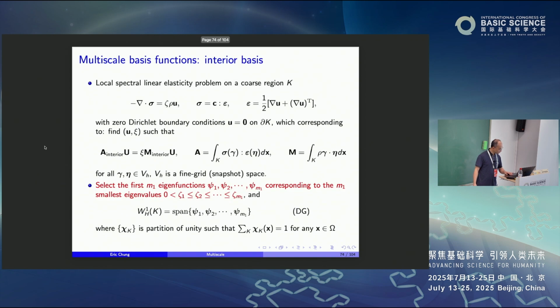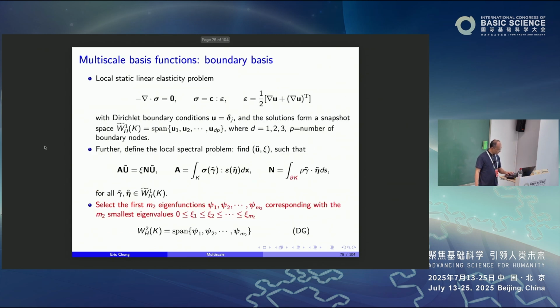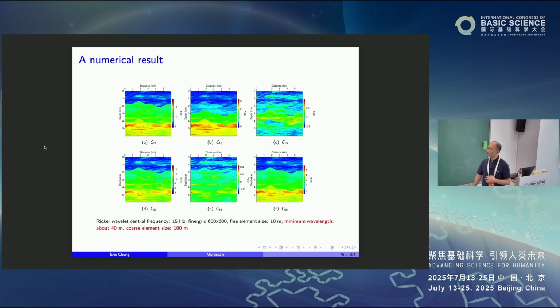And for the basis function, of course, here we have to be more careful, but the general idea is similar. So we have to define a suitable spectral problem that looks like this, and the A and M are defined this way. So maybe I don't go into much detail. Just go to the result. So what is this? This is the coefficient.